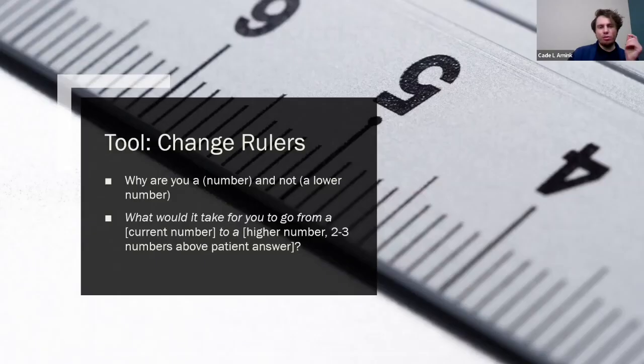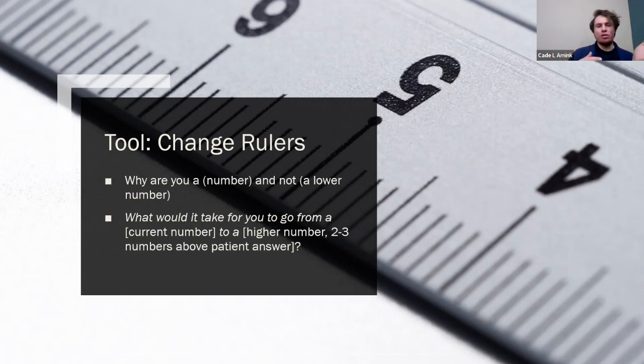A really powerful tool that will come up a few more times in this presentation is change rulers. This is a tool that is especially important for assessing importance and confidence. It's not as good of a tool for things like readiness, but when this tool is applicable, it's remarkable to see it in action. This is simply asking a patient, on a scale of 1 to 10, 1 being not important at all, 10 being the most important thing in the world, how important is it for you to stop using?